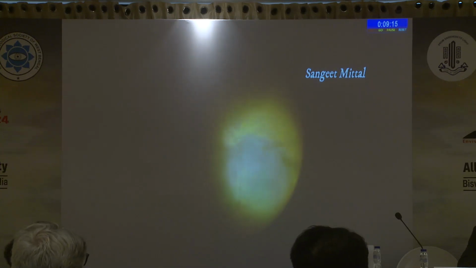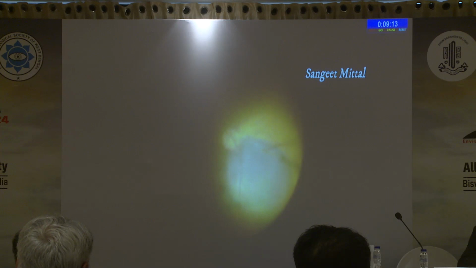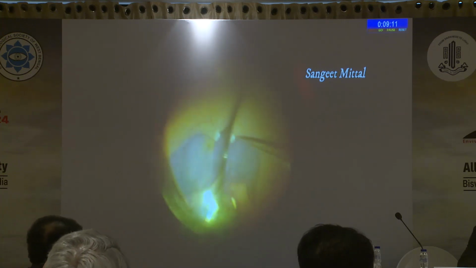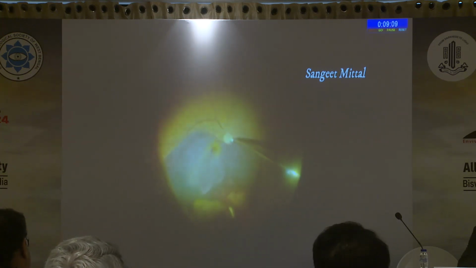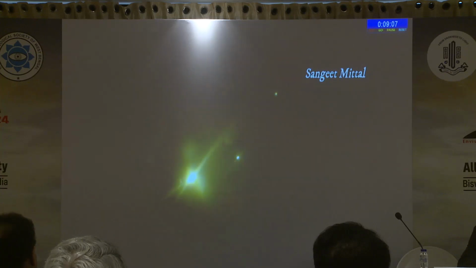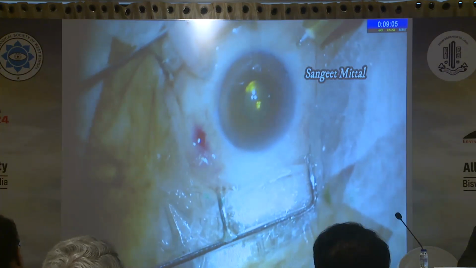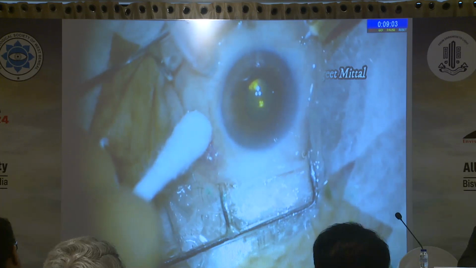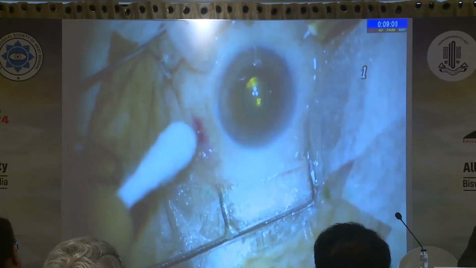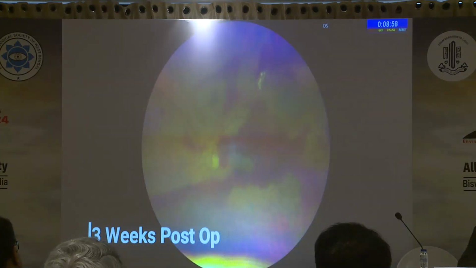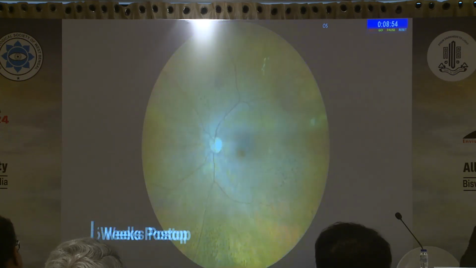The injection was done at 2 different sites. Fluid air exchange was done. A 20% SF6 gas was used as tamponade. Patient was advised prone positioning post-operatively. 3 weeks post-op, significant reduction in subretinal hemorrhage was seen. 6 weeks post-op, subretinal hemorrhage had resolved and visual acuity improved to 6/9.